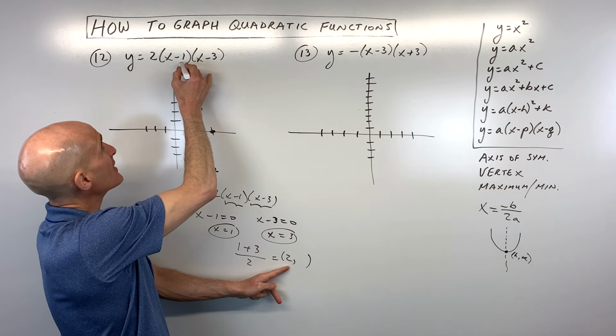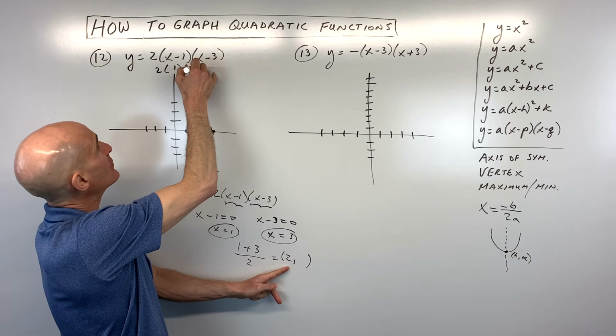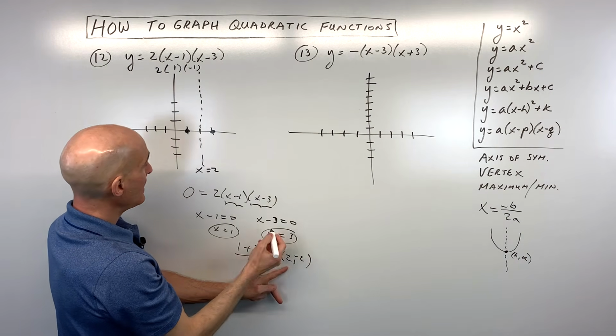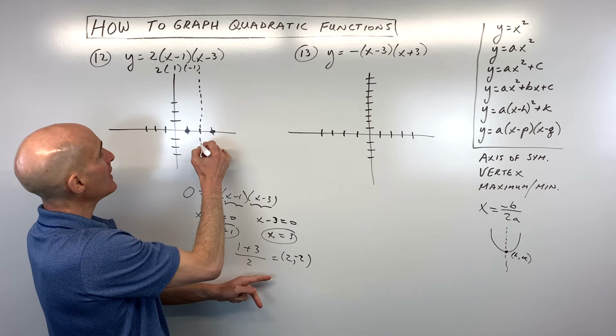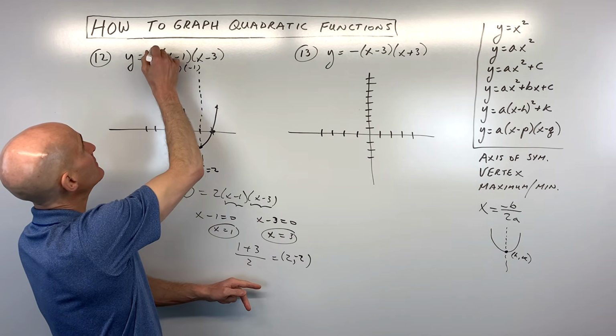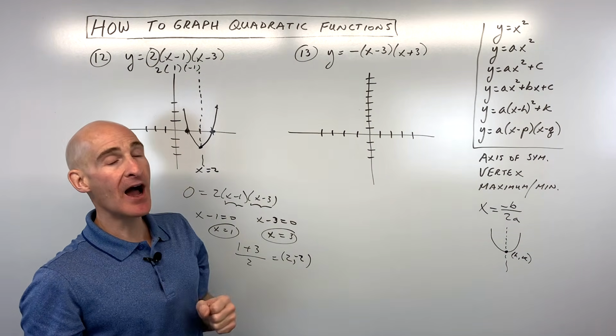So let's do that. 2 minus 1 is 1, and 2 minus 3 is negative 1. And so we have 2 times 1 is 2, times negative 1 is negative 2. And so now we've got our vertex here at (2, negative 2). One thing to notice is, see how this a value is positive? That tells us the graph is opening up. If this was negative, then it would be opening down.